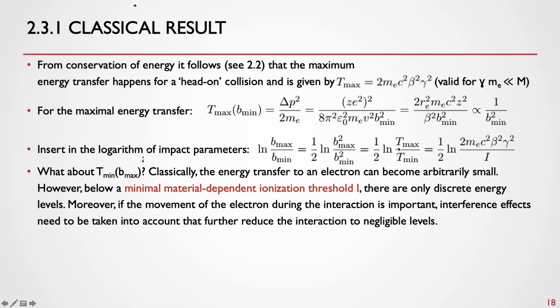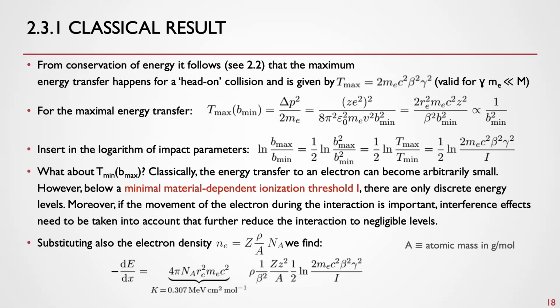So all the low-energetic quantum mechanical processes that lead to ionization, that lead to the determination of the lowest ionization threshold, are relevant here. And even below that, you have to consider that there are interference effects from the different electrons in the shell, and shielding with the nucleus and so on, that would further reduce the interaction at low momentum transfer to negligible levels.